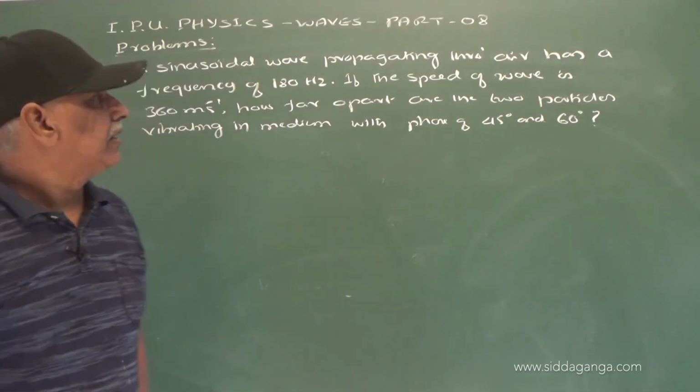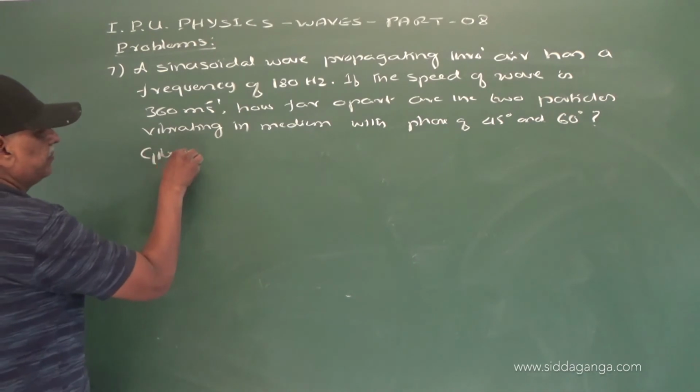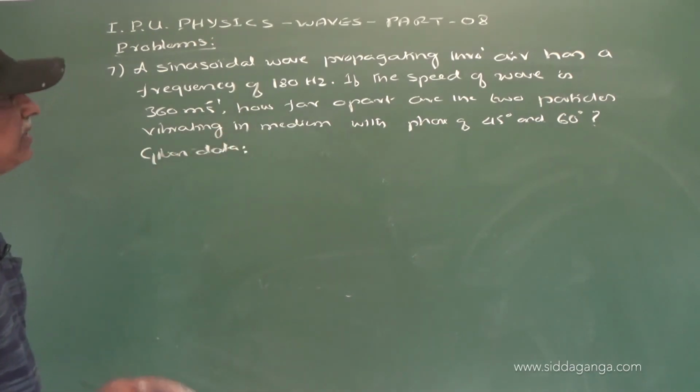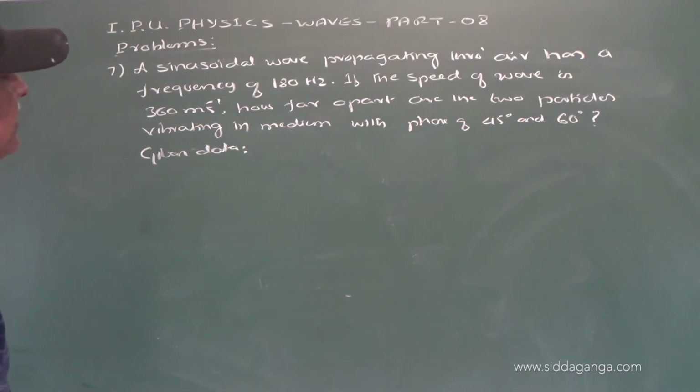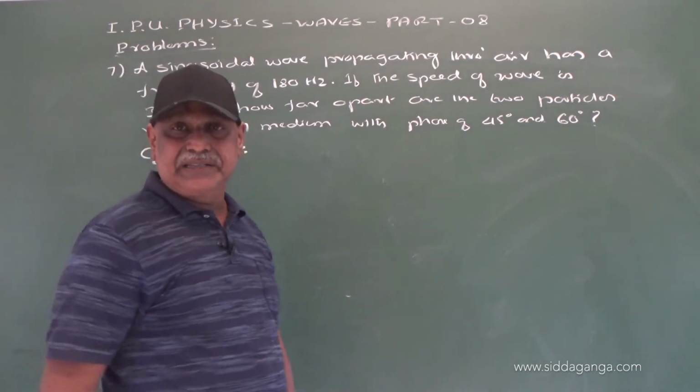Right. Now, we have given data. The problem is a sinusoidal wave propagating through air has a frequency of 180 hertz. If the speed of wave is 360 meter per second, how far apart are the two particles vibrating in a medium with a phase of 45 degree and 60 degree?